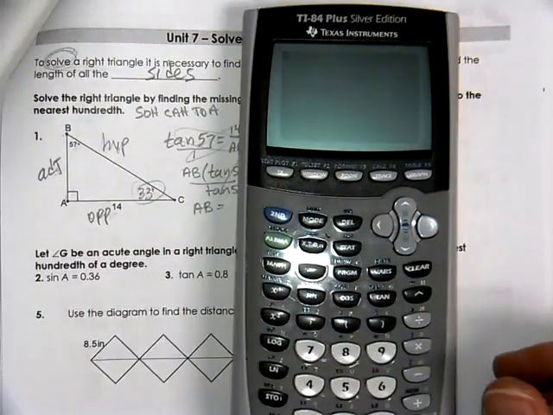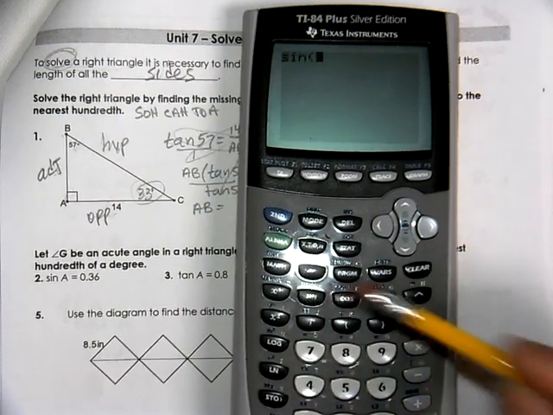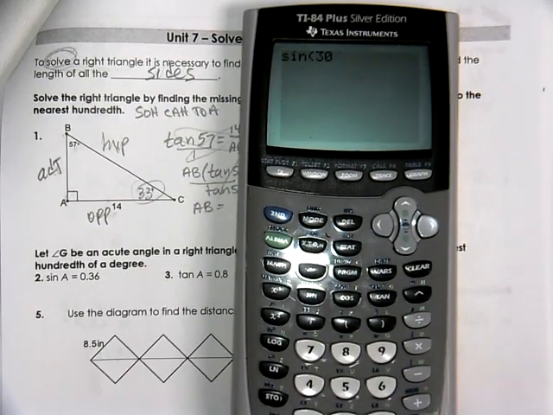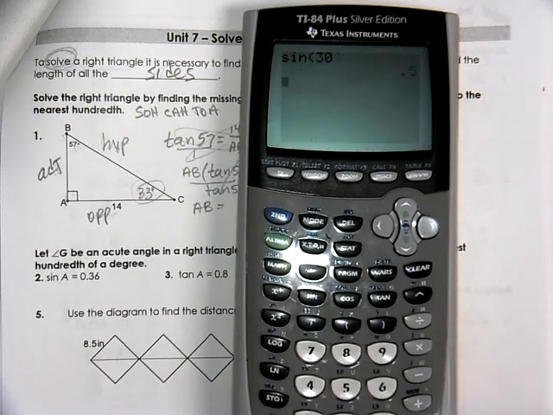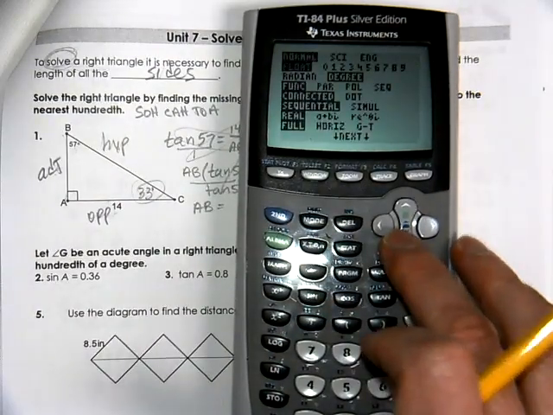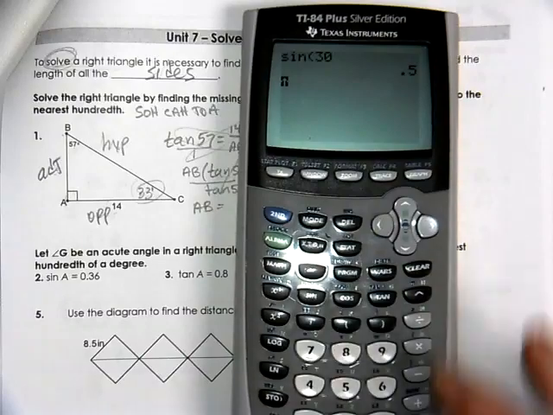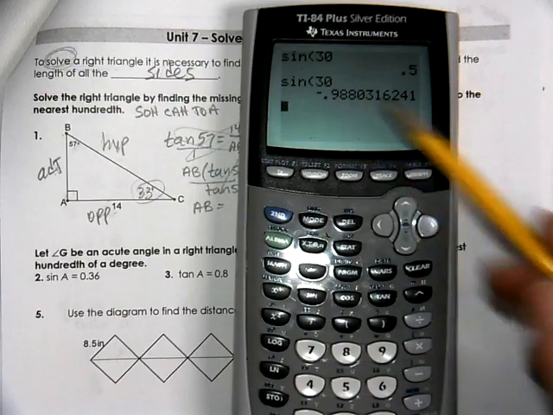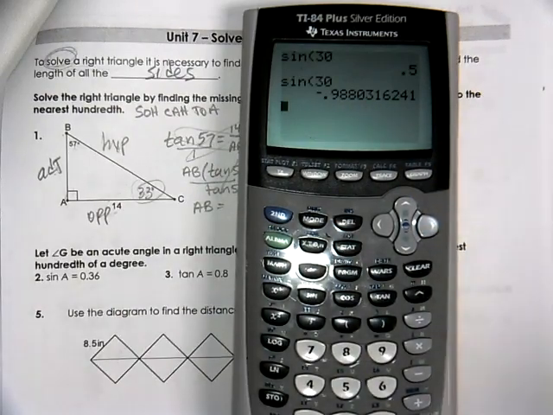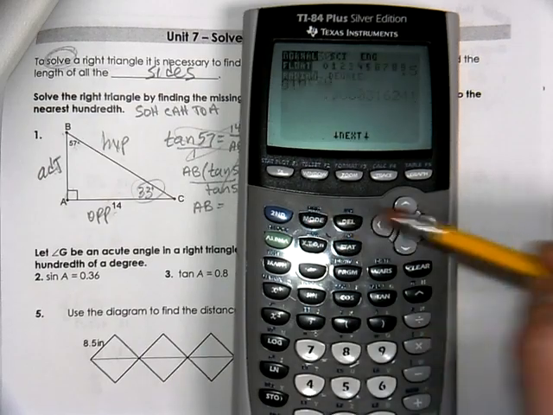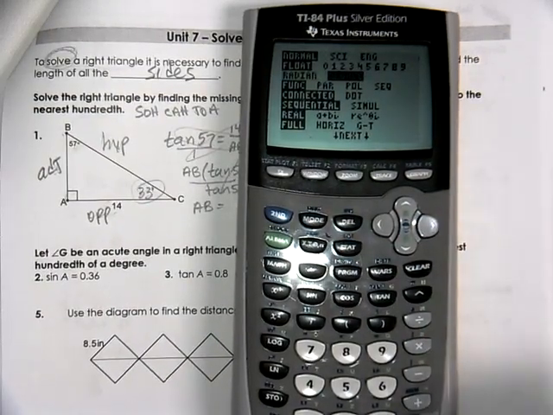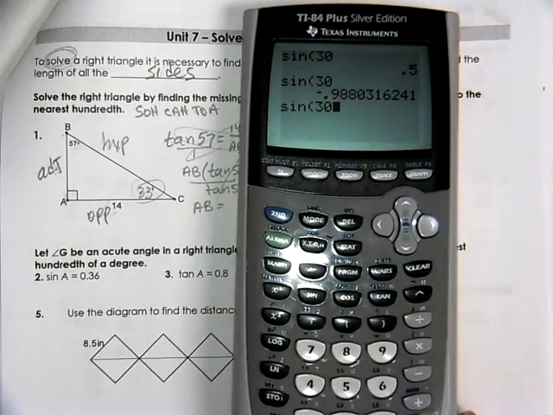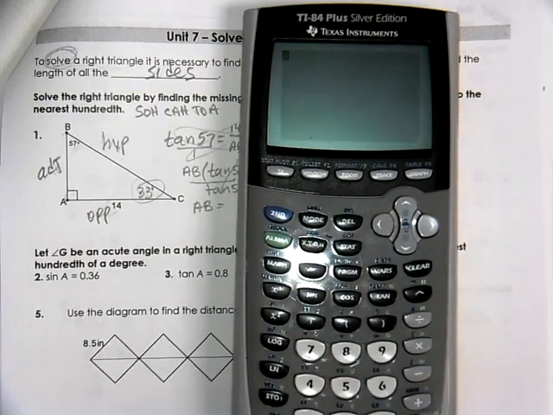A good way to test to see if your calculator is in degree mode is sine of 30. Sine of 30 should always give you 0.5. If you're in a different mode, like radian mode, and you did sine of 30, you would get a totally different answer. Sometimes they even come up negative. If you get negative answers, you know you're in the wrong mode. So we want to be in the correct mode, and we want to test our sine of 30, and that needs to be 0.5. So yes, we're in the correct mode.